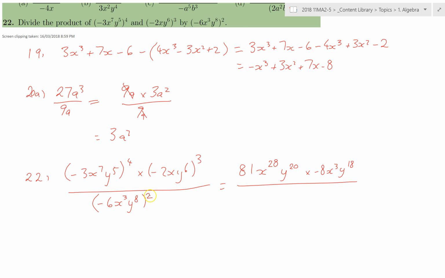Now, the negative 6 squared gives me positive 36. X to the 6, y to the 16.